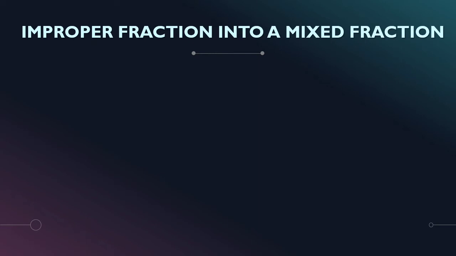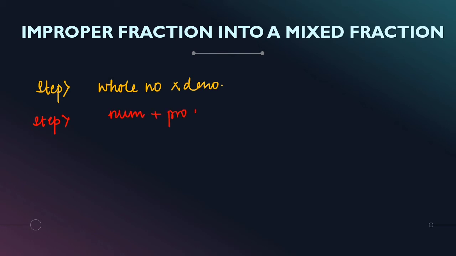For converting a mixed fraction into an improper fraction, we take the following steps. Firstly, we multiply the whole number by the denominator of the fractional part. Then we add the numerator to the product. In the last step, we write the denominator under the sum to get the required improper fraction.